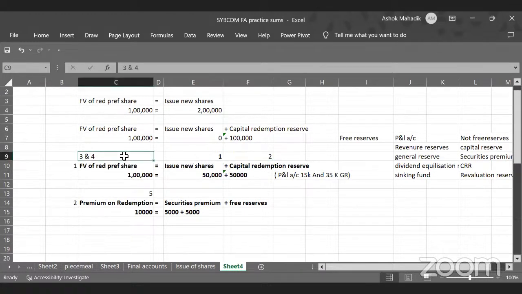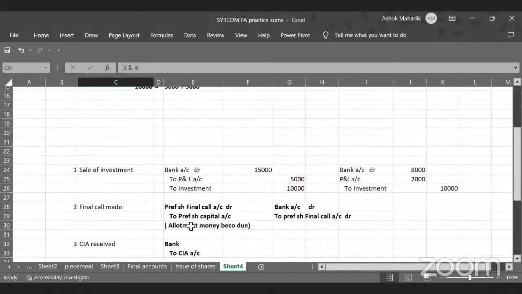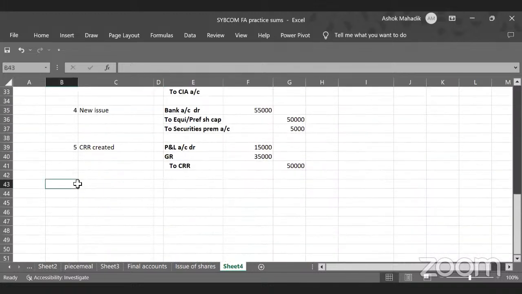Now 3 and 4. You should always remember 3 and 4 will go together. First, you will declare that the shares are being redeemed. For that first entry will be there. Now as I told you, when we cancel out shares in case of forfeiture or redemption, we are cancelling the share capital. So it will be debited. So this preference capital will be debited. Clear? So I'll write preference shares due for redemption. So entry will be preference capital account debit.